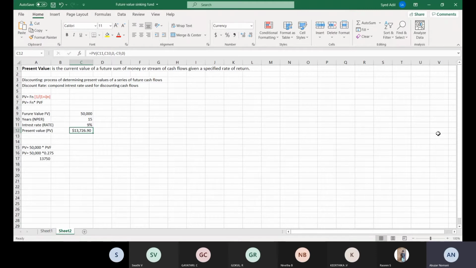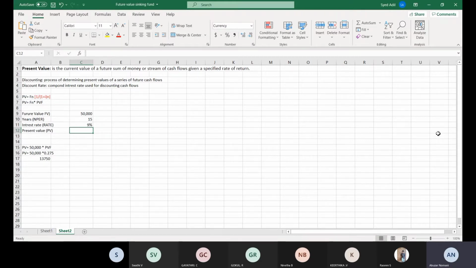Today, the main objective of this lecture is to find out how we can compute the present value, and what the methods are. Here we are going to discuss three methods for finding out the present value. First, with the help of the formula, then with the help of a table, and last we are going to find out with the help of an Excel formula.